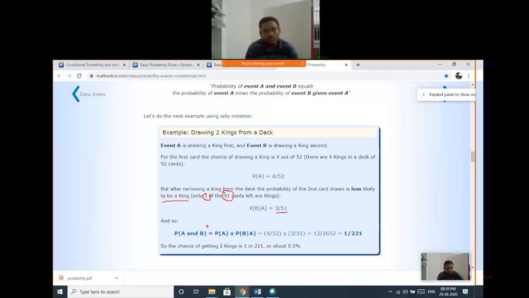From the total sample, it will be 4 by 52 for this one, and this one is 3 by 51. So that's why you have to multiply these two. You will get 1 upon 221. So that is the probability you will get. 1 upon 221 is almost exact. So the chance of getting 2 kings is 1 in 221, or about 5%. You just calculate how much it is.